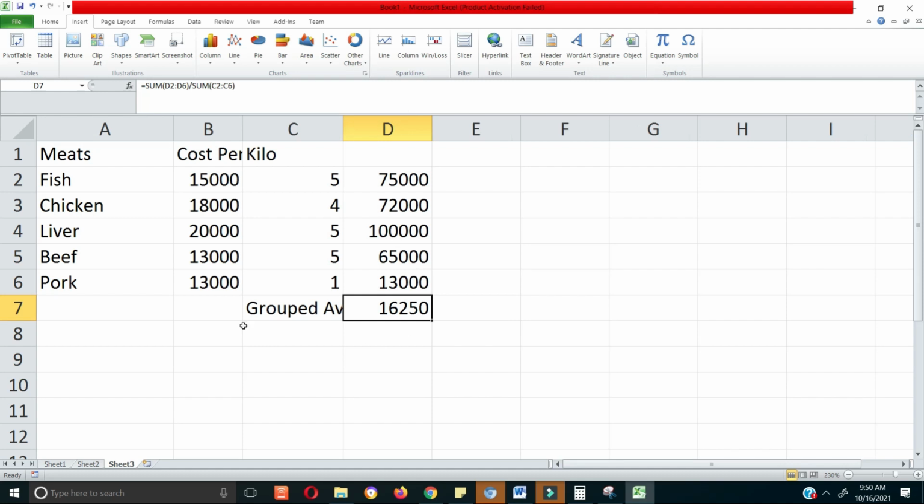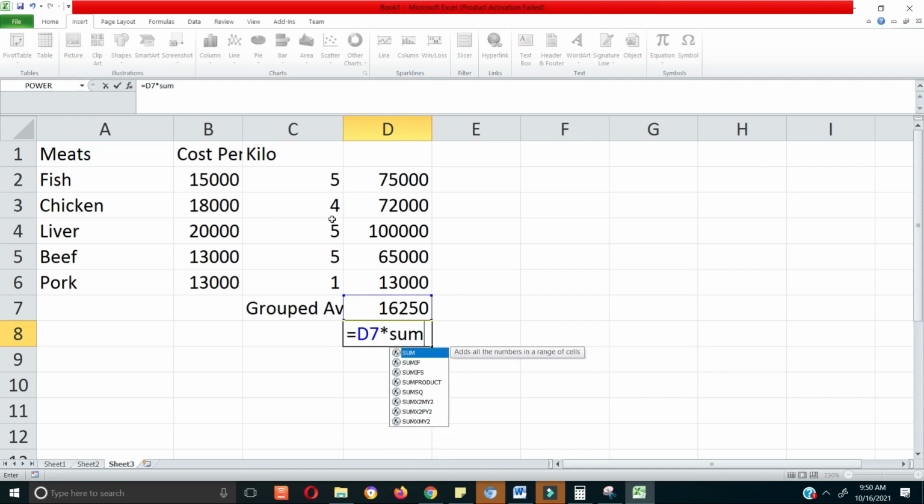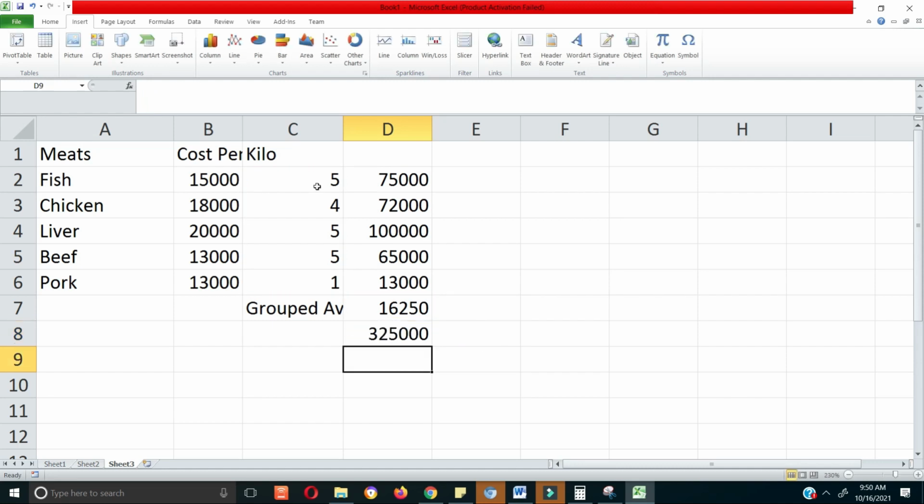And if I do this times the number of kilos, for instance, if I want to get the total cost, it's going to be this times this sum. It should give me back the total cost of 325,000. Then you'll see that 325,000 is actually this sum. Just to check, so you can see it actually makes sense. This is how we do a grouped mean.